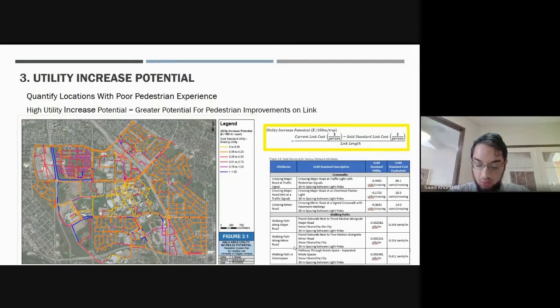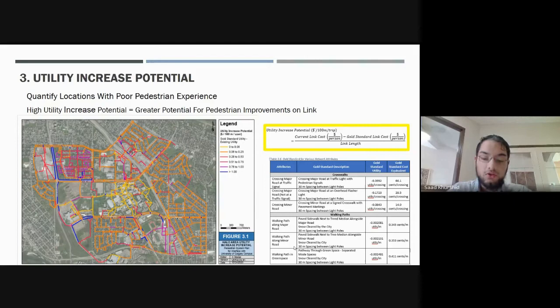Utility increase potential is quantified as the current utility link cost in dollars per trip minus the gold standard link cost in dollars per trip divided by the length. The units of utility increase potential are dollars per 100 meters per trip or cents per meter per trip. And higher values signify worse pedestrian conditions. The reason this parameter is normalized for length is so that longer links and shorter links can be compared.